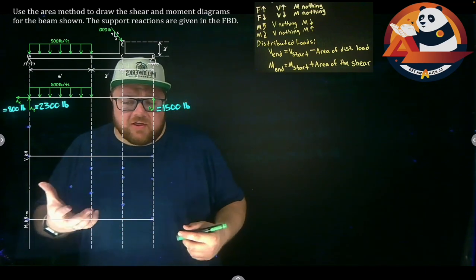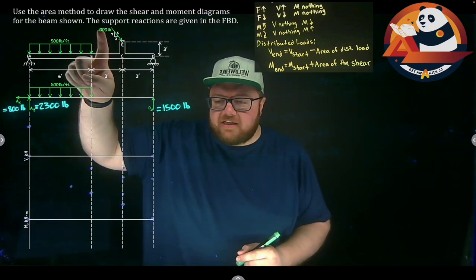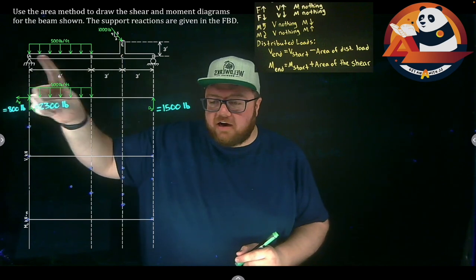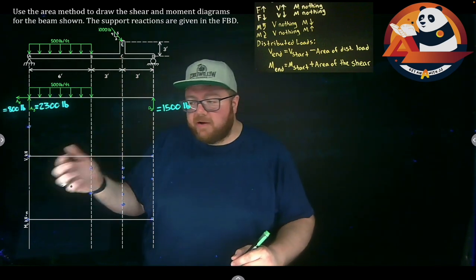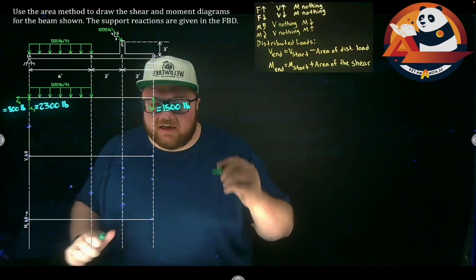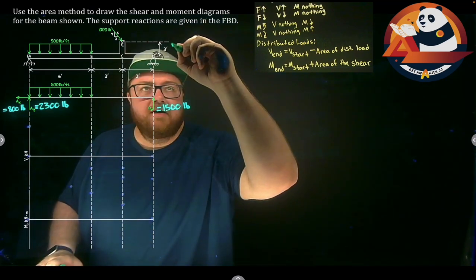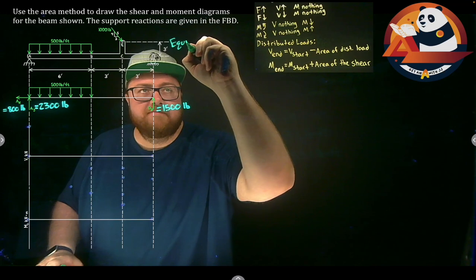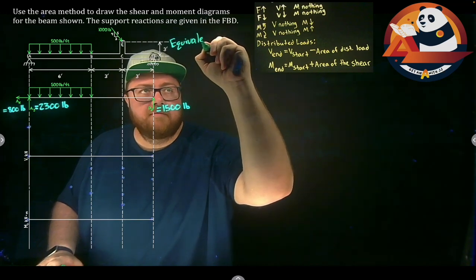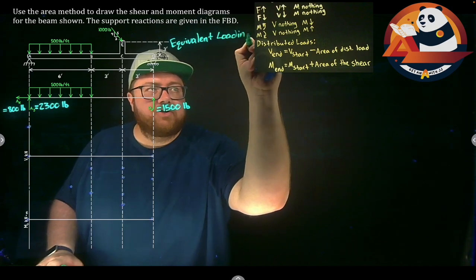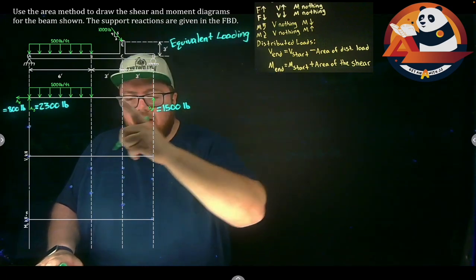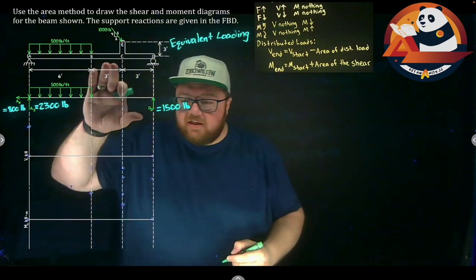There's one other new thing in this. This 1,000-pound force is not actually on our beam, so to adequately account for that, we're going to have to do a little bit of equivalent loading. So we're going to start there. Equivalent loading. Really, we're trying to figure out how could I replace that 1,000-pound force with something that's happening right there at point C.